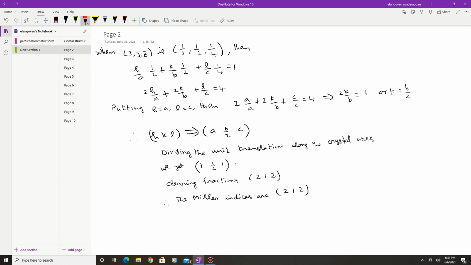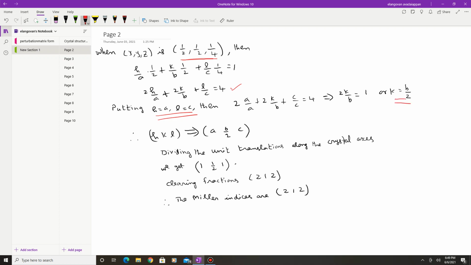Then take the third point. This point is half, half, 1 by 4, which lies on the surface. So you substitute x is equal to half, y is equal to half, z is equal to 1 by 4 in the equation of the plane. Then by solving this, you will have the expression 2h by a plus 2k by b plus 4l by c is equal to 4. Now we have already found that h is equal to a and l is equal to c. So substituting h is equal to a and l is equal to c, solving this, k is equal to b by 2.